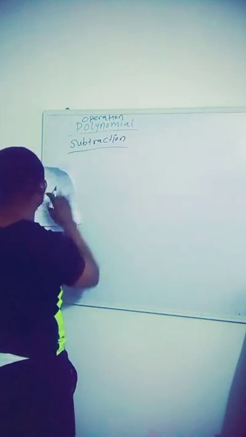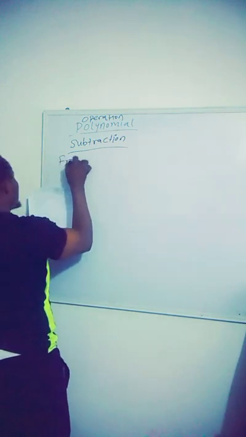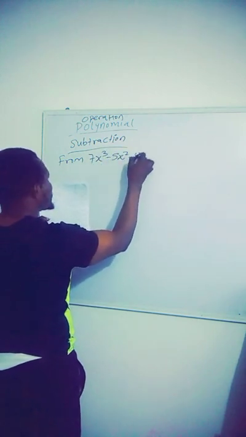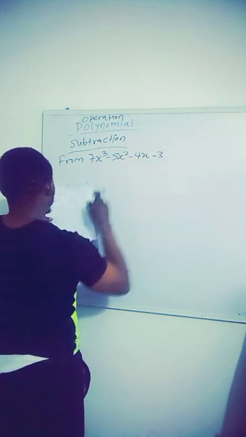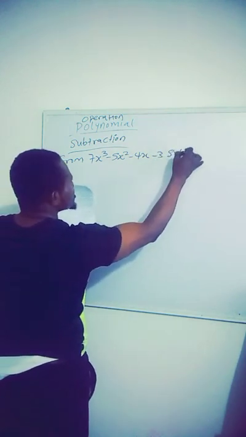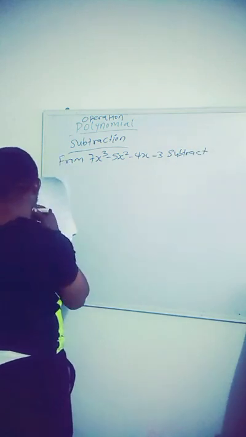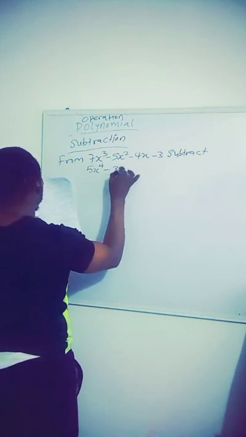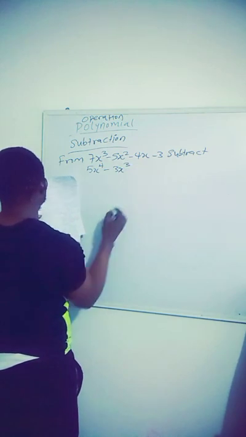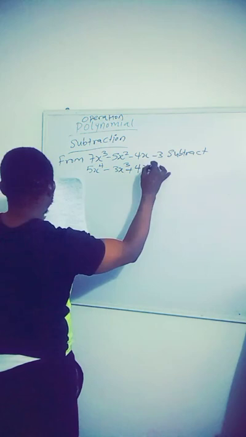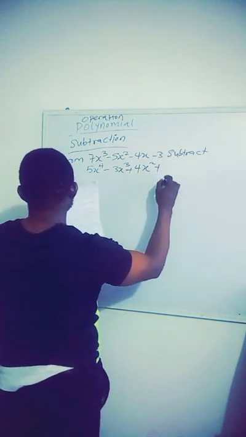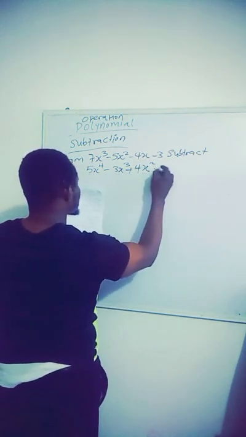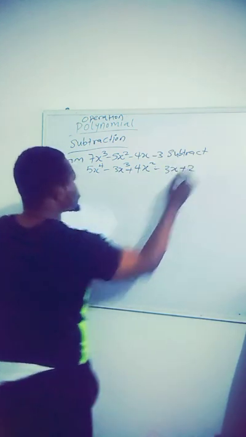This example says that from 7x cubed minus 5x squared minus 4x minus 3, from this subtract 5x to the power 4 minus 3x cubed plus 4x squared minus 3x plus 2. So this is subtraction.